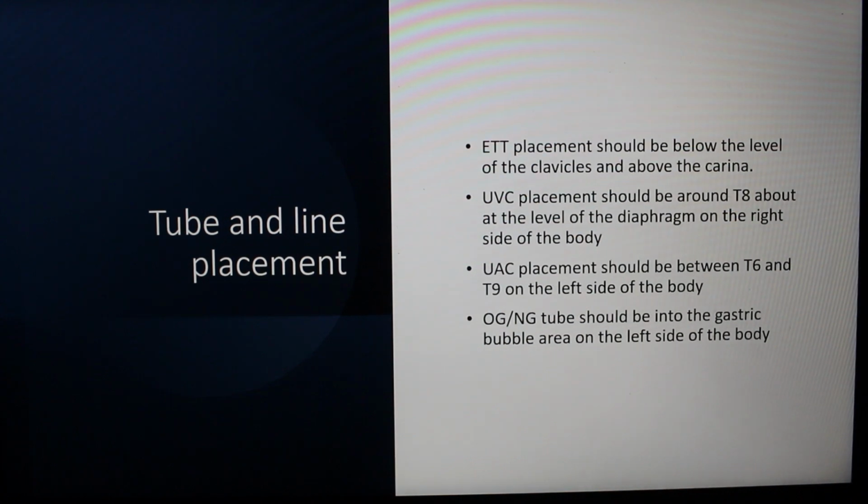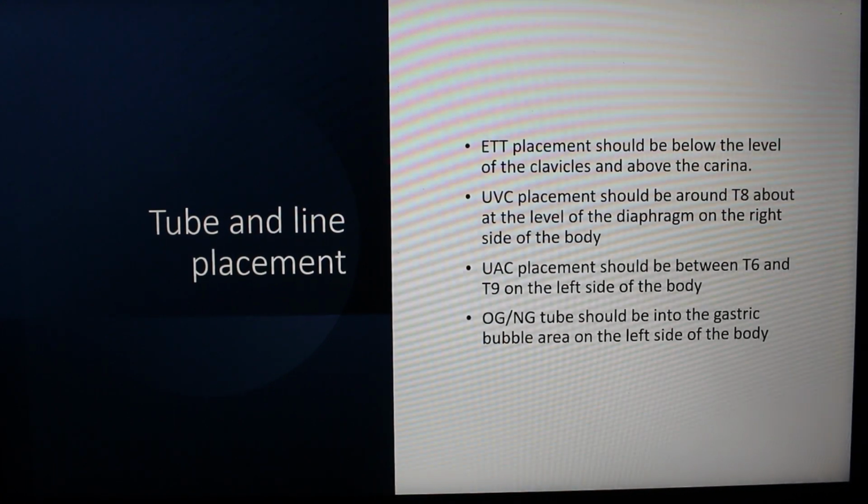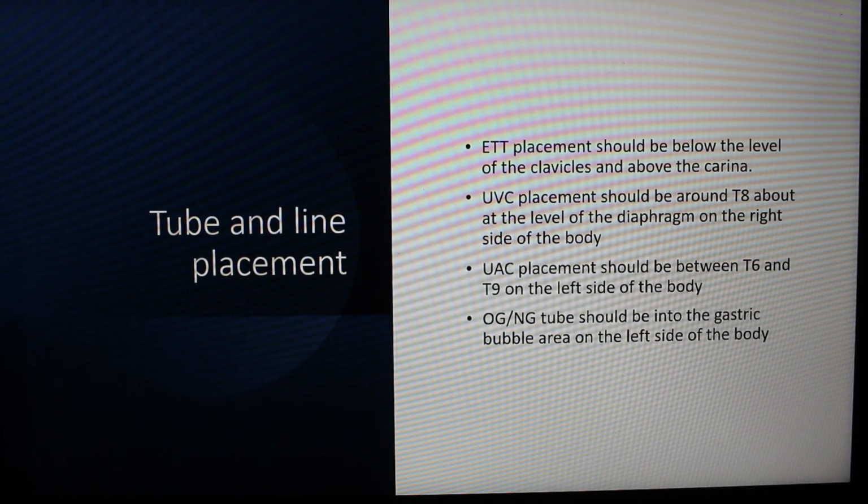So now we can use the chest structures to determine where our ET tube, our UVC, and our UAC should be, and look for our OG-NG tube. The ET tube placement should be below the level of the clavicles and above the carina. The UVC placement should be around T8, thoracic vertebral body 8, about at the level of the diaphragm on the right side of the body.